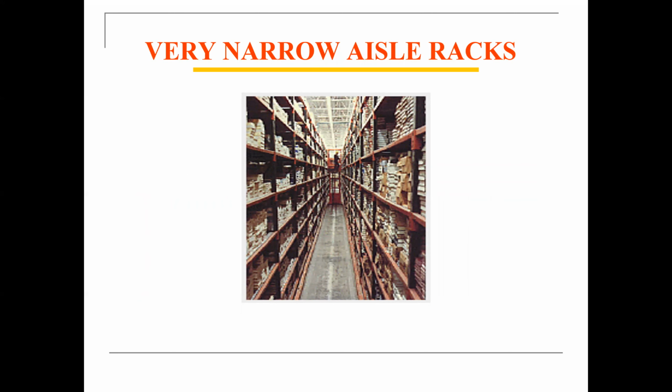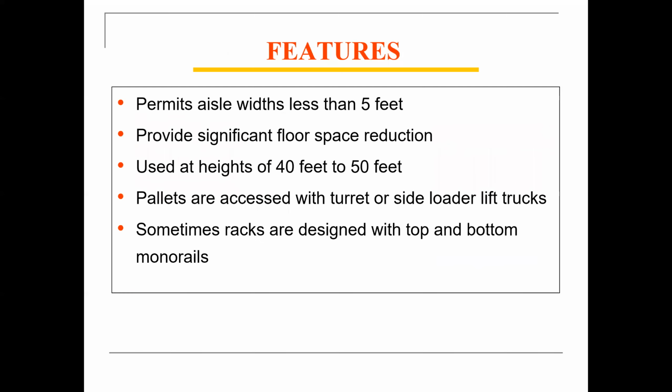The very narrow aisle racks. These permit aisles with less than 5 feet, provide significant floor space reduction, and are used at heights of 40 feet to 50 feet. Pallets are accessed with turret or side loader lift trucks. Sometimes racks are designed with top and bottom monorails, so you can move them around.